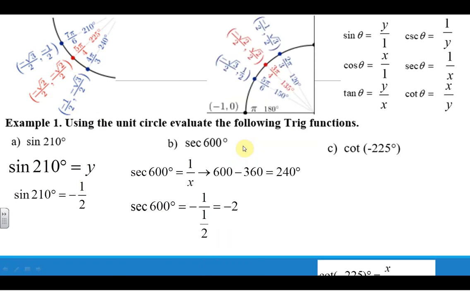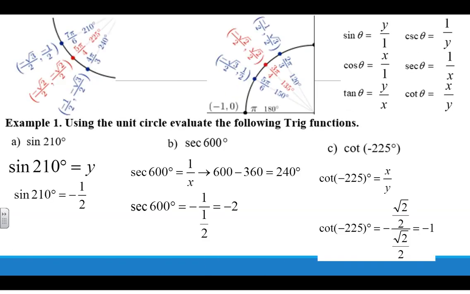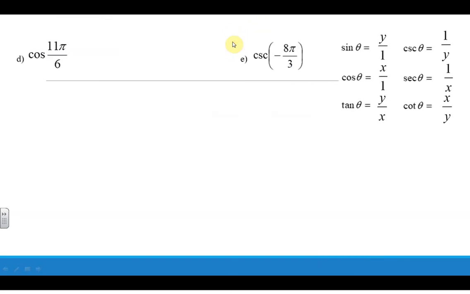Okay. Cotangent of -225. Negative 225 is equivalent to positive 135. So then it's the x over the y value, which gets a little hairy because we've got radicals in it. But if you have the same radical over the same radical, you get 1. Boom. And it's negative.